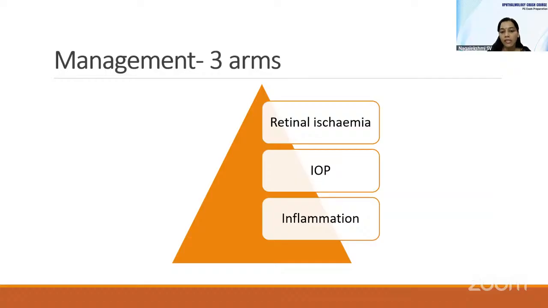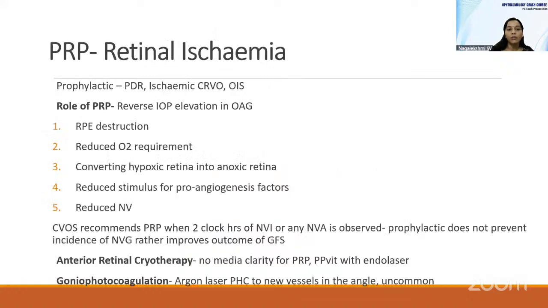First is addressing the retinal ischemia, which is the most important part of NVG management. Then comes managing the intraocular pressure and inflammation. So PRP, as I told you, is the mainstay of treatment as far as NVG is concerned. It is done prophylactically in cases with PDR, ischemic CRAO and CRVO and ocular ischemic syndrome, primarily to avoid the incidence of NVG. So the role of PRP would be to destroy RPE so that the oxygen requirement is cut down and it converts hypoxic retina into anoxic retina, thus reducing the stimuli for pro-angiogenic factors.